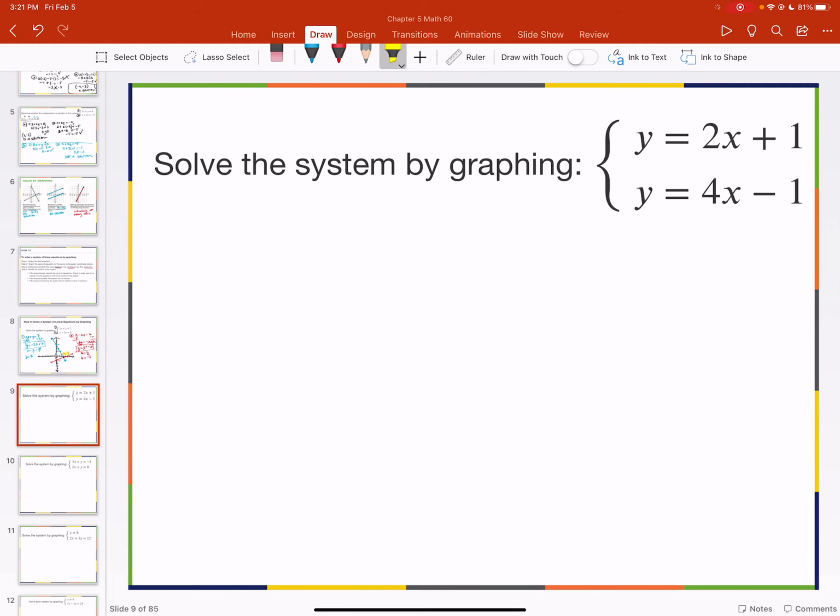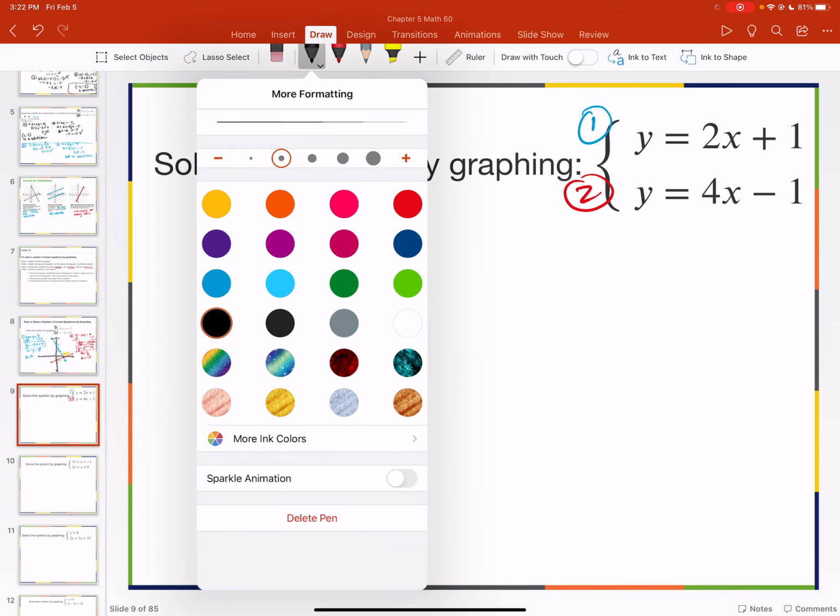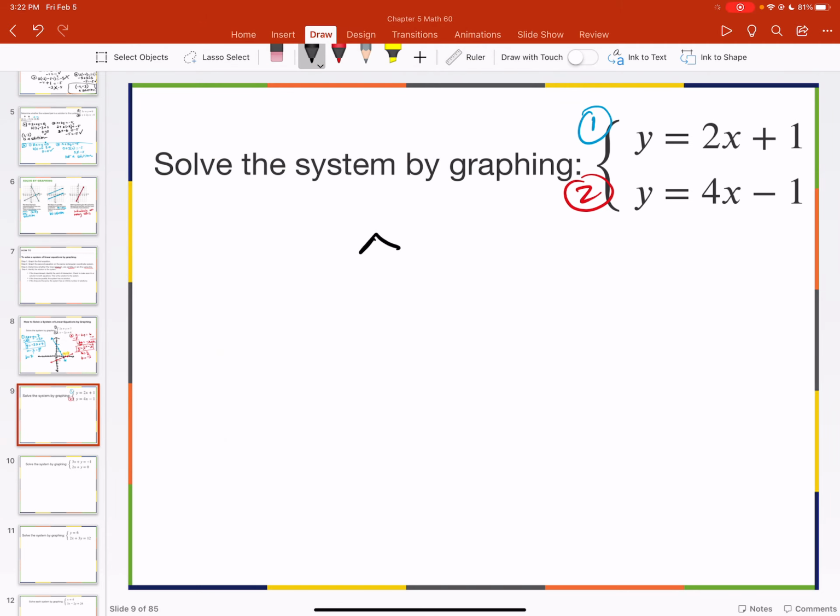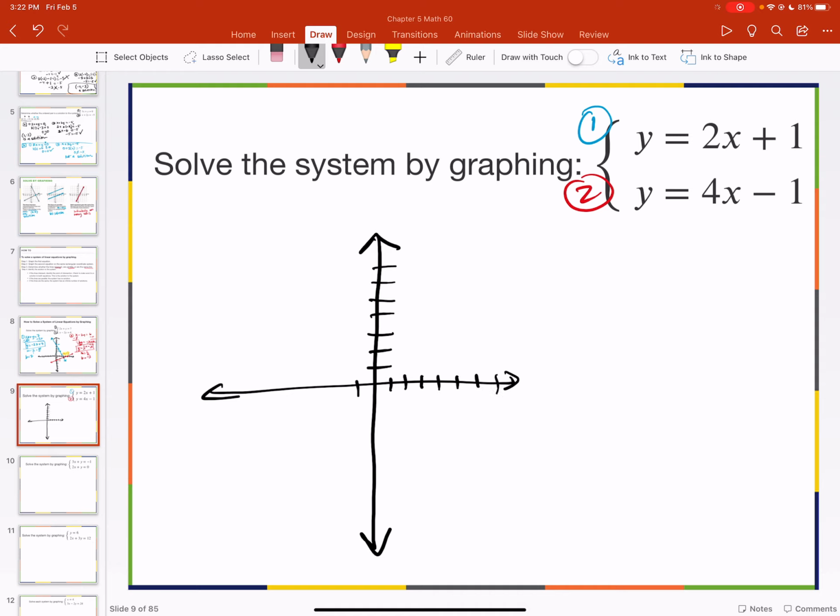This one's nice because they're already in the right form. So let's see here. This will be 1, and this one will be 2. So then for the first one, it's already there. So let me go ahead and draw the little graph. 1, 2, 3, 4, 5, 6, 7. Okay, and then 7 down, I guess. Oh, I don't like those last two. Sorry.